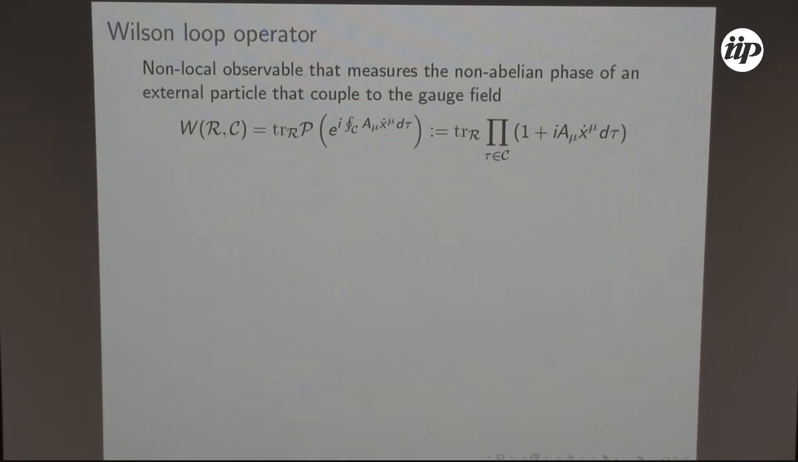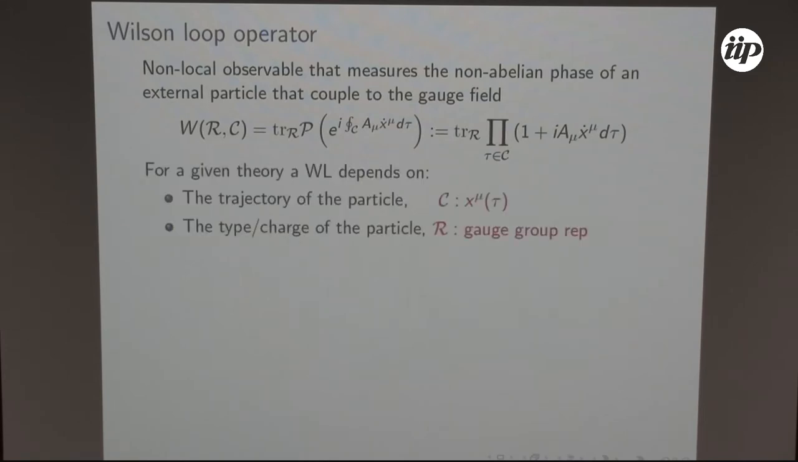And then once you set your gauge theory, the Wilson loop can depend on only two things. It depends on the trajectory you take where you move this external particle. This is encoded in the parametrization of your contour integral. And also, it depends on the type or the charge of the particle that you move along this contour. This characteristic is encoded in the representation of the gauge group in which you take this trace.